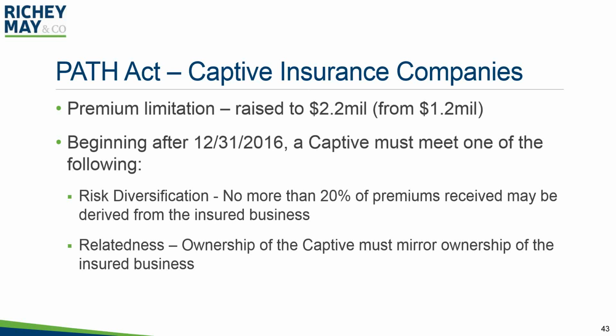Also, the ownership of the captive must mirror the ownership of the insured business. So if you're making payments to a captive, you can't name your child as the owner of the captive and you as the owner of the, in this case, mortgage company, shifting wealth to get it out of your estate tax-free. They're onto that, and they're going to close that loophole.